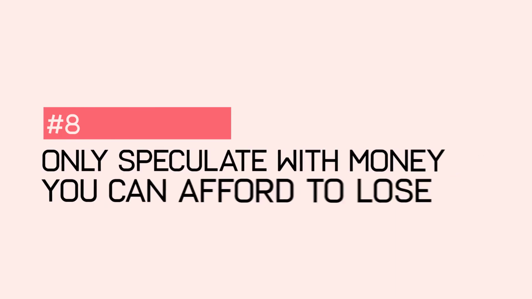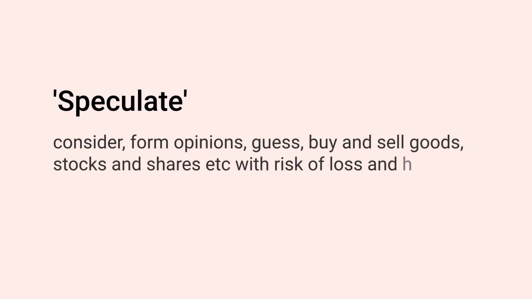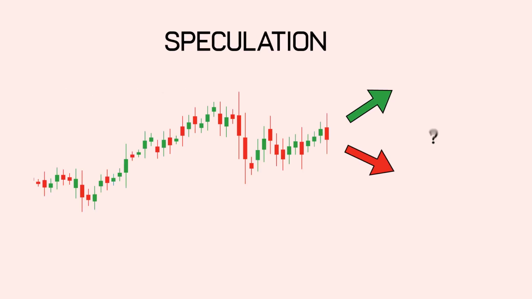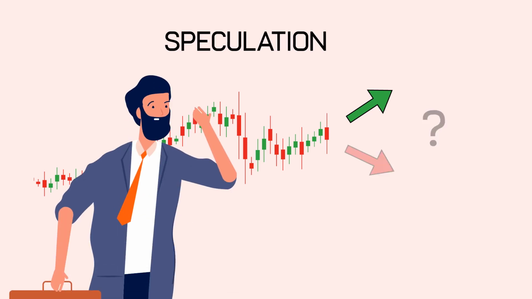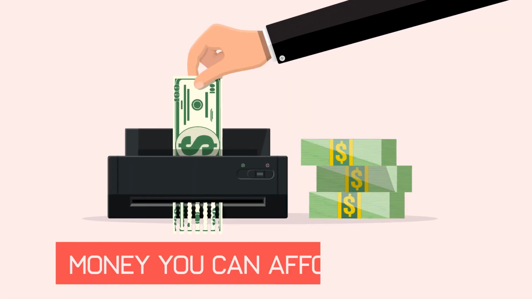8. Only speculate with money you can afford to lose. The word speculate is explained in the dictionary as consider, form opinions, guess, buy and sell goods, stocks and shares, etc. with risk of loss and hope of profit through changes in the market value. Speculation is exciting. It's here to stay. However, all speculators are not successful. Several lose fortunes. You should use money that you can spare, money you can afford to lose.